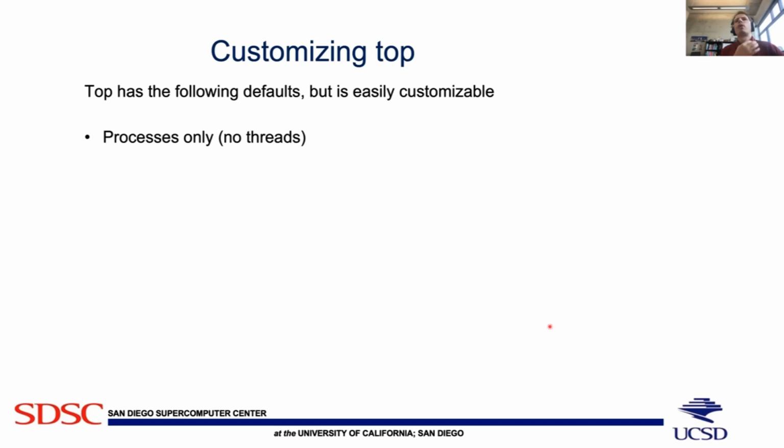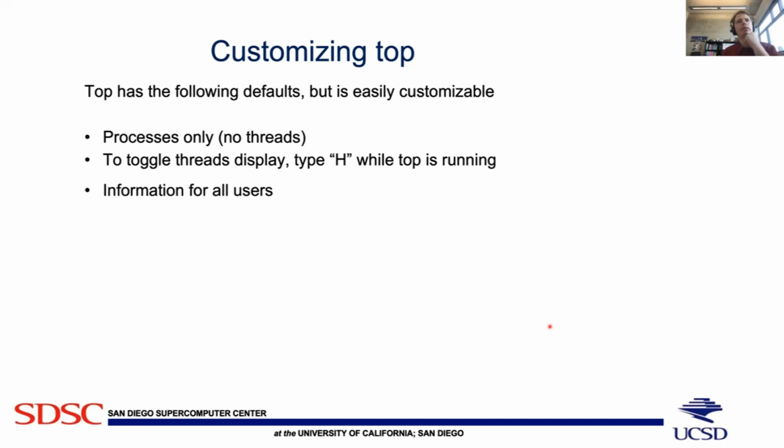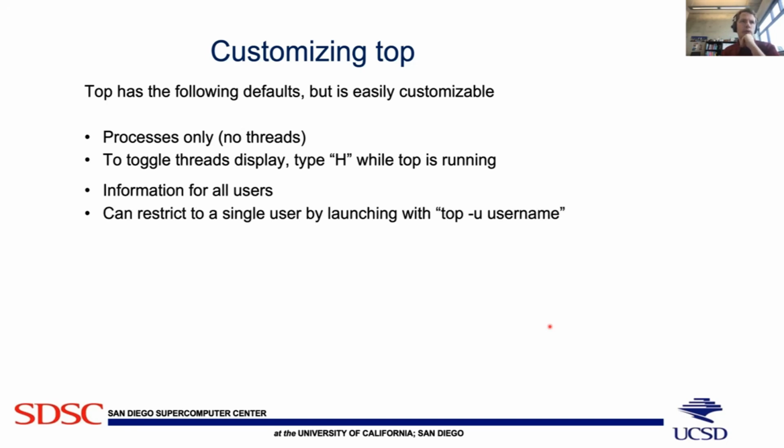So the top command is customizable. By default, you get the processes information, but no threads. To toggle the threads display, you can type H while top is running. So you run the top command and then you press H, and you'll see the information about threads. You will get information for all users, but you can restrict this to a single user.